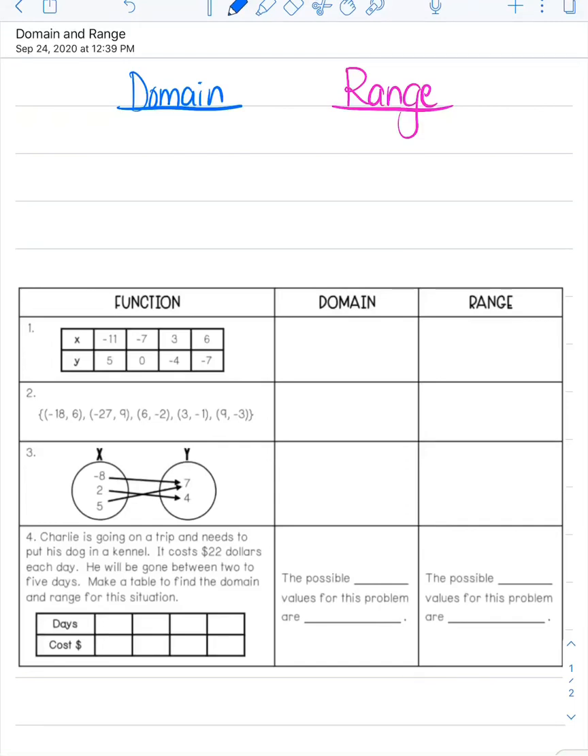Hey guys, today we're going to take a look at how to find the domain and the range of a function. So first we have to know what are we talking about? So what do those words mean? So the domain are your x values of your function. Sometimes you'll also hear your input. The domain is the input, and it's also called the independent variable.